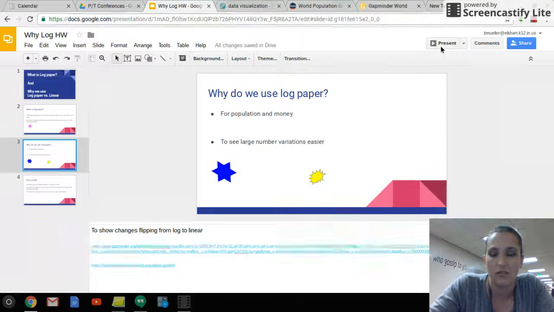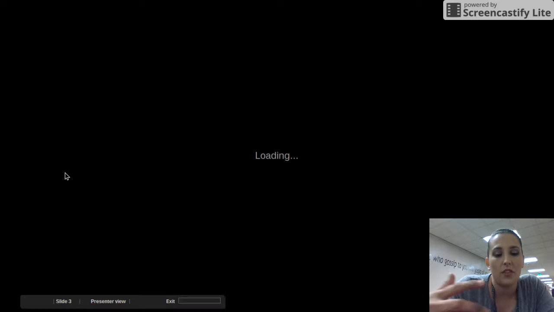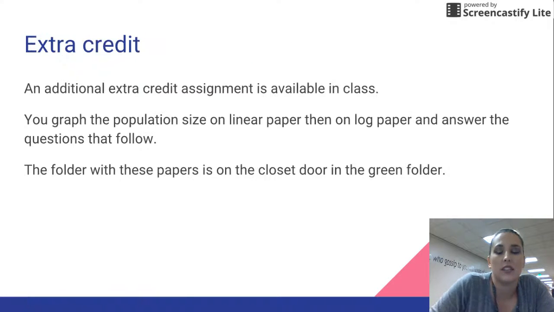All right. For one of the last things, I have an extra credit assignment posted in the classroom. It is in the green folders on the closet door. It is an activity where you will plot the population on linear and on log paper and tell me the differences between the two. What do you see? What do you not see? Which one is easier to read? All the questions are posted on there. Go ahead and do that on paper and turn it in.